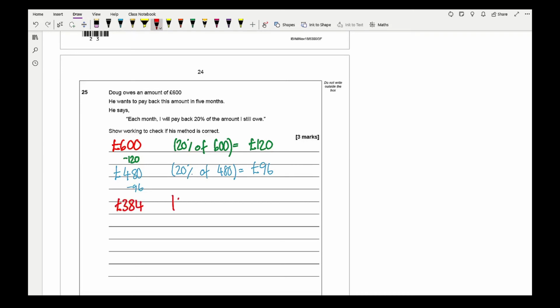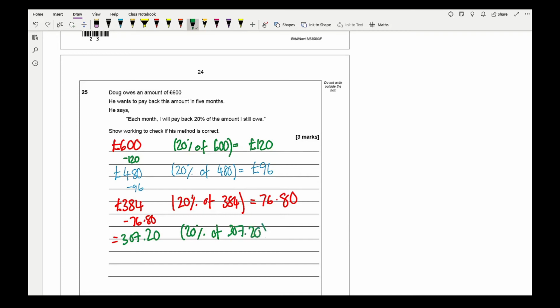£384. So the next thing I then need to do is work out what 20% of 384 is. So 0.2 times 384, which equals £76.80. So if I take that away from 384, I get a balance of, and again, let's quickly change the color. So 384 take away 76.80 gives me an answer of £307.20.